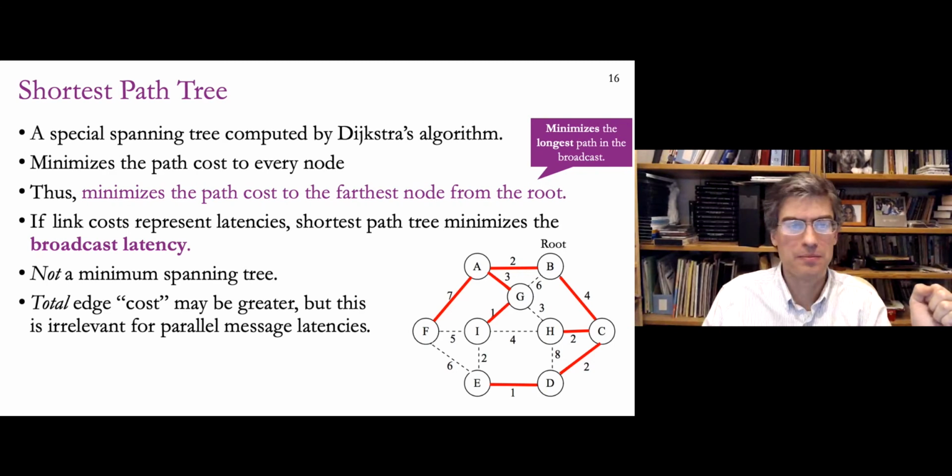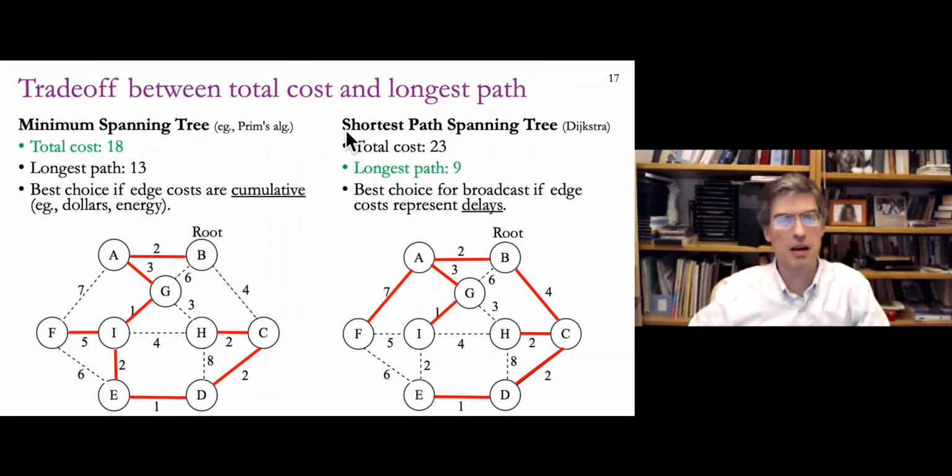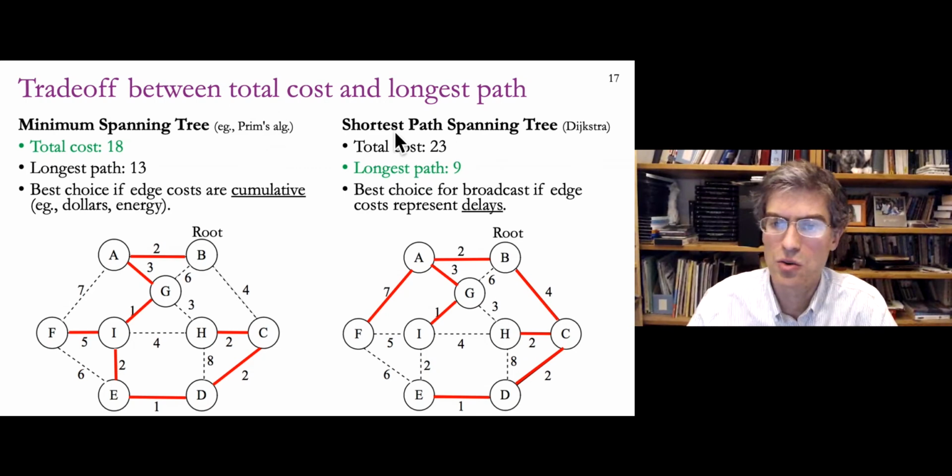Right. So there's a trade-off here. There are two different approaches I've shown for these different kinds of optimal spanning trees. The one on the left is the minimum spanning tree using something like Prim's algorithm. The one on the right is the shortest path spanning tree using Dijkstra's algorithm. And I'm showing them side by side so you can see the difference. And they look different intuitively, and the numbers add up differently.